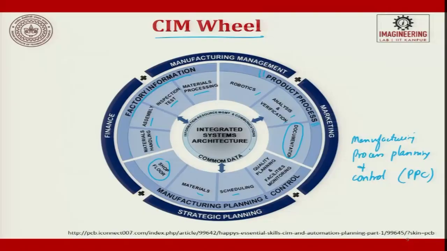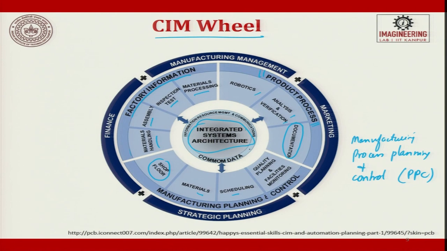Second, suppose a part is made in one industry, gets into an assembly, and finally goes to a customer. If a customer defect comes into existence, they would like to trace back and find out what the problem in the part was and why it failed in service at the customer end. Those things are called documentation. Today, when we talk about car assembly, we are also interested to know which machines are involved, the status of those machines, and who the operators are. All that information is stored, and that is called documentation. All these things are integrated at a central place, which is a common data. This is called the integrated system architecture.